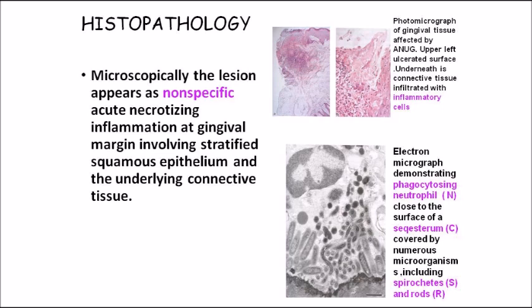Acute, and as we know, in any acute infection, neutrophils are the first cells to appear. So you can see phagocytosing neutrophils in the lesion. Then the next term is necrotizing. In necrotizing areas, you can see sequestrum. Then when this pseudomembrane is removed, you can see ulceration. So an ulcerated surface you can see. Then you can see the causative organism. Obviously, spirochetes as well as rods can be seen, and it will also be filled with inflammatory cells. So this is the histopathological feature.